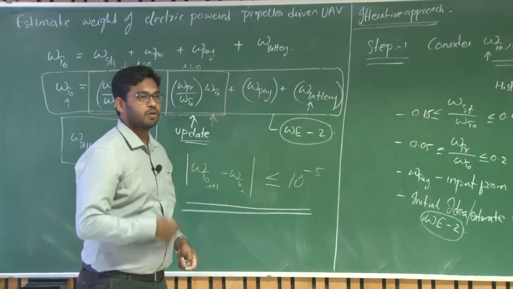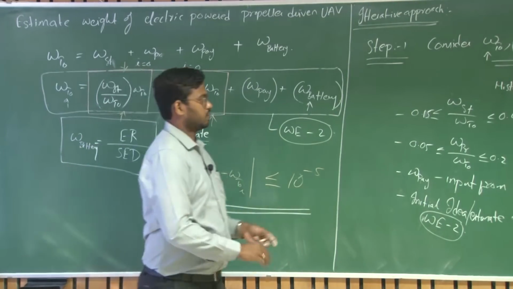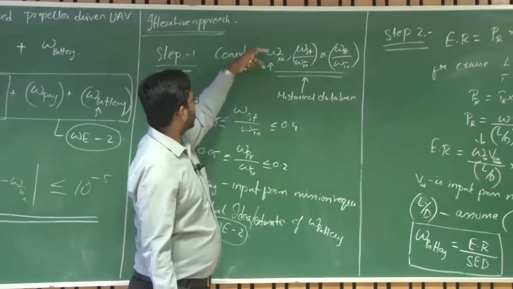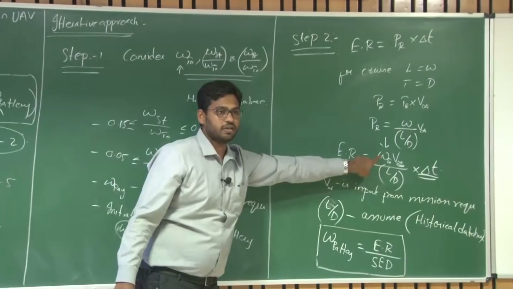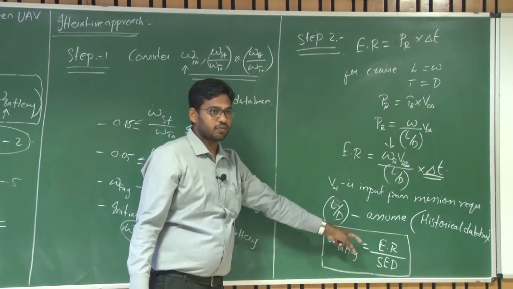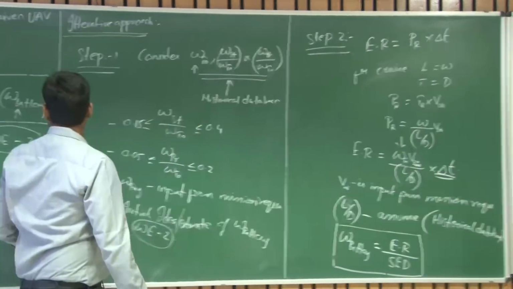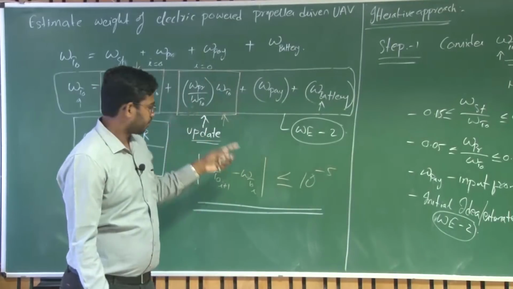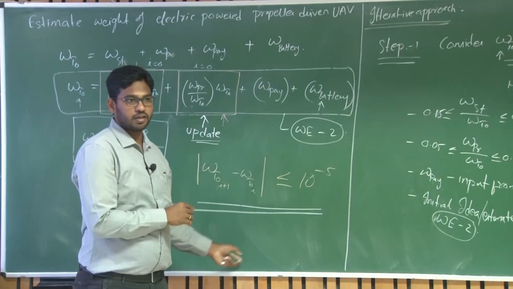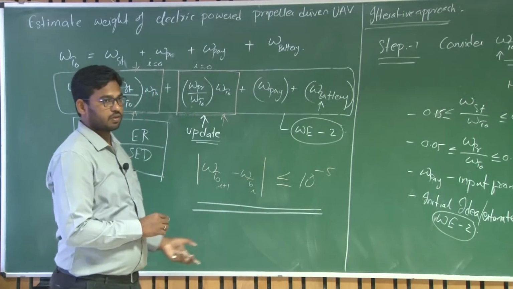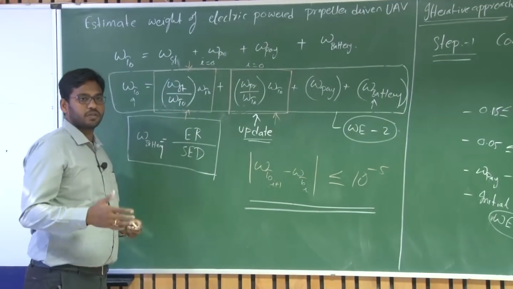Now do the second round of iteration, right? So in the second round of iteration, again estimate, with the increased takeoff weight, the corresponding energy requirement and the weight of the battery, and update the takeoff weight, and iterate this process until this cost function is satisfied. So this is the second round of the iterative process.